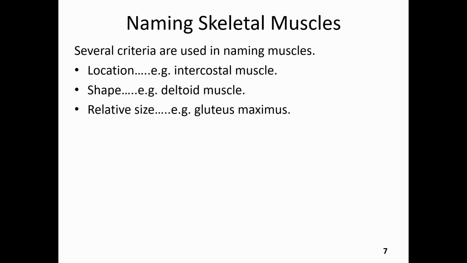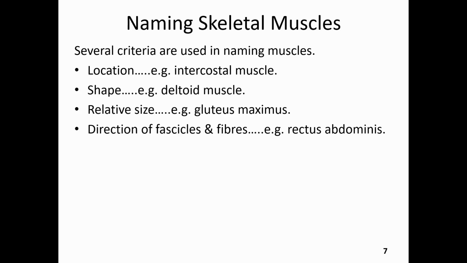Some muscles are named after their relative size. One example is the gluteus maximus, which is a relatively large muscle in comparison to two other similarly named muscles, namely the gluteus medius and the gluteus minimus, which in terms of size are relatively and progressively smaller than the large gluteus maximus.